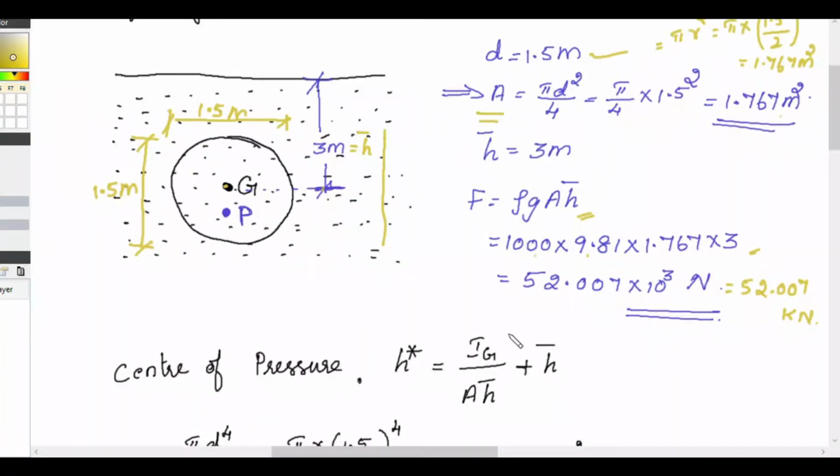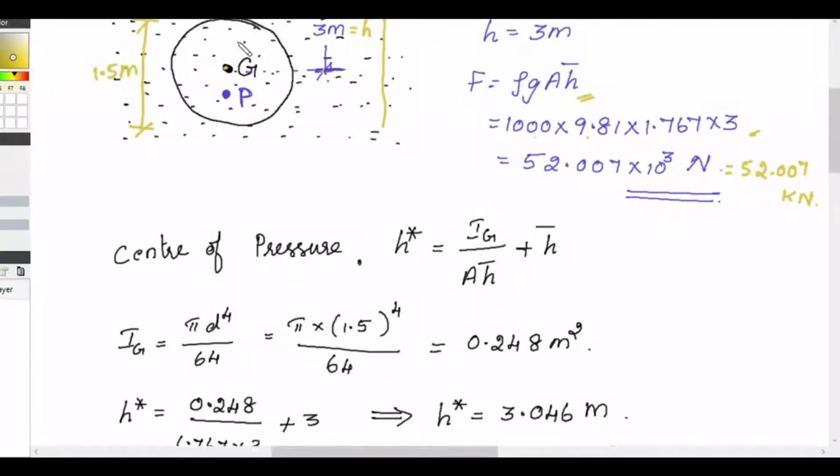So, we know Ig is equal to, this is a circular section. For a circular section, the moment of inertia is equal to pi d power 4 by 64. This is the moment of inertia along the centroid for the circular section. Okay, for a circular section. So, this is pi into d is 1.5. The diameter is 1.5, the whole raised to 4 divided by 64. We get 0.248 meter raised to 4.